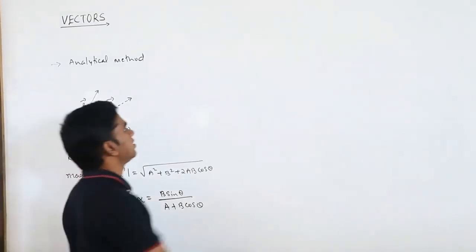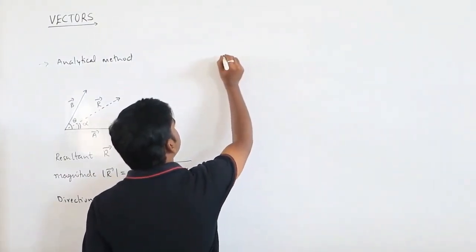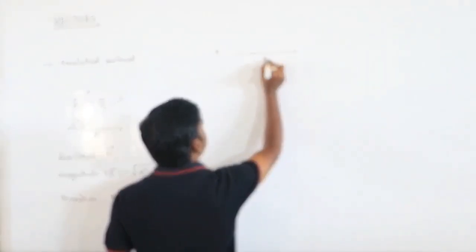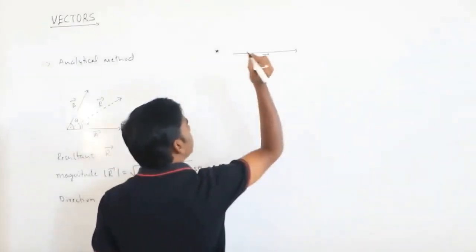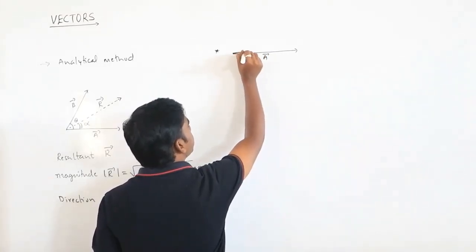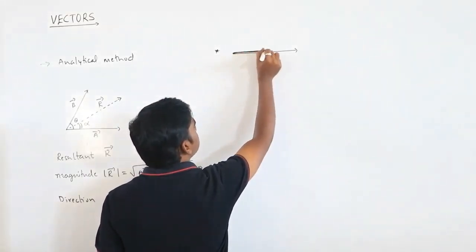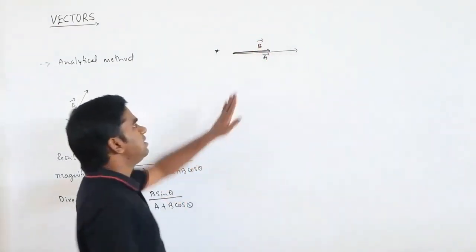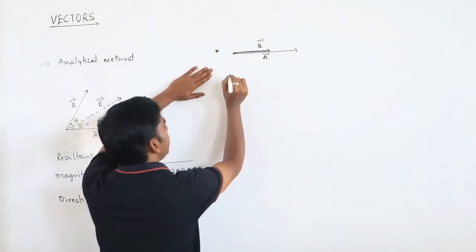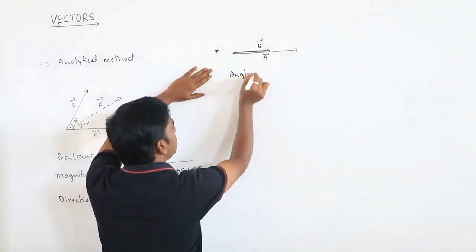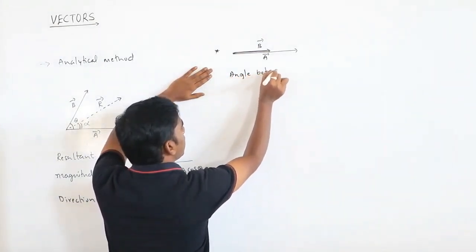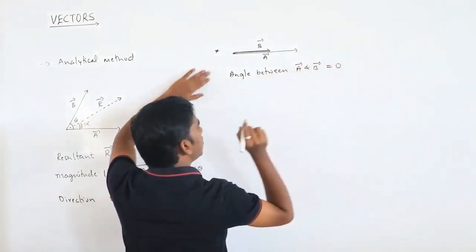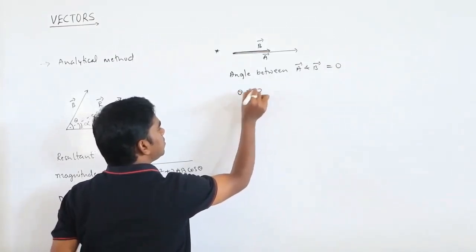Suppose I take two vectors, a special case. Suppose vector A is here and vector B is also here only, on that same line. If this is the case, what is the angle between A and B? It is 0. Theta is equal to 0.